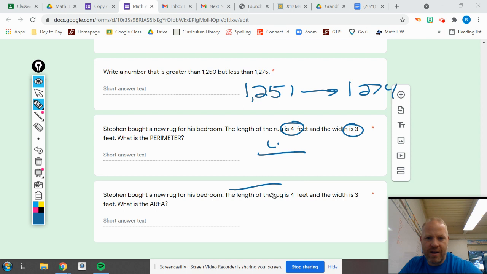Then we have 3 and 3. Remember, the rectangle has 4, 4, 3, and 3. So we have 8 plus 6, which is 14. And it's feet, 14 feet. Now for area, we just take it like an array, 3 times 4. So 3 times 4 is 12 feet.